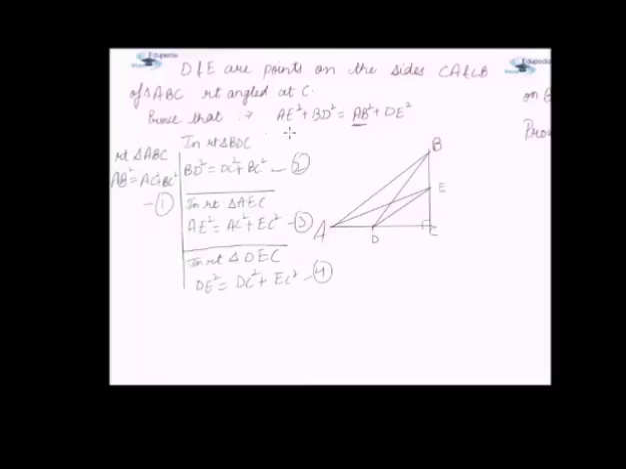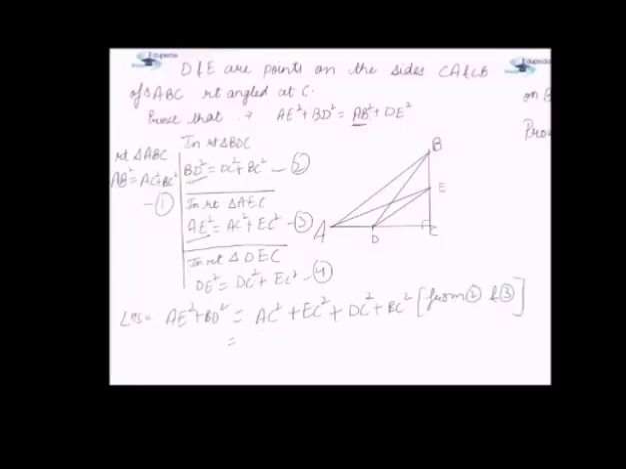Now let us pick up the left hand side of the to prove part. The left hand side says AE square plus BD square. From the equations having AE and BD, that is second and third, we can say that AC square plus EC square plus DC square plus BC square is the simplified left hand side from second and third.